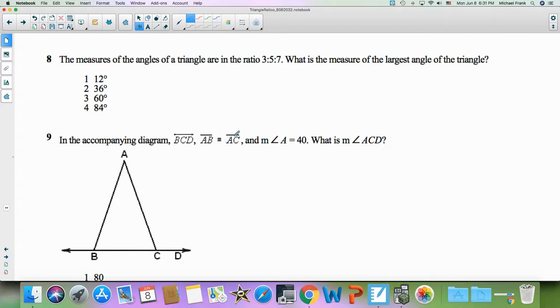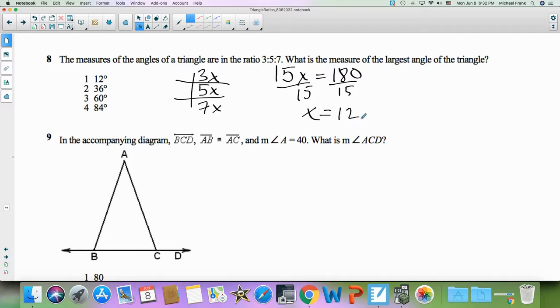Oh, a 3 to 5 to 7 ratio. Find the largest angle. Okay, we separate them: 3x, 5x, 7x. Oh, it's just like the other one as well. 15x is equal to 180. Divide by 15. x is equal to 12. What's the largest angle? Well, the largest is going to be 7x, 7 times 12, which is 84 degrees.